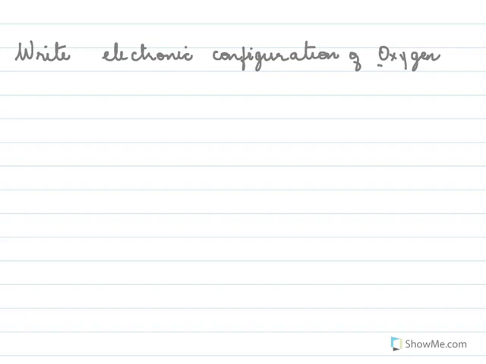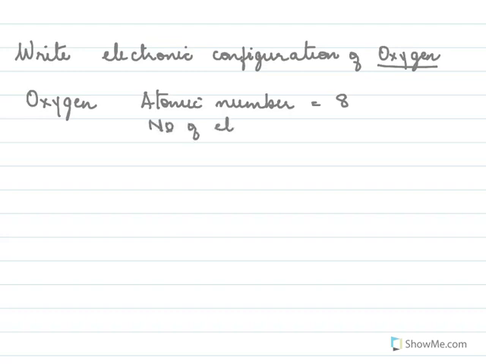Write the electronic configuration of oxygen. The first thing we need to know is the atomic number of oxygen, which is equal to 8. So protons are equal to 8, so electrons also will be equal to 8. Now our shells we know are the K, L, M and N shells. There are 8 electrons to be distributed. The first shell will take 2. So out of 8, 2 are here, so 6 remain, and there will be 6.